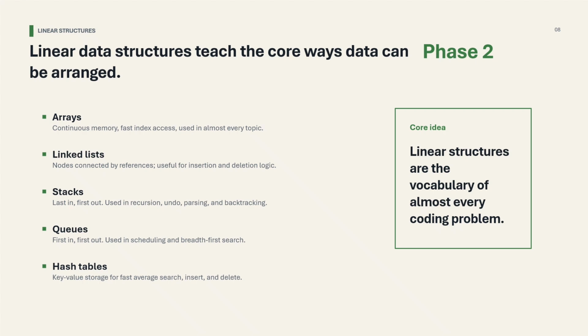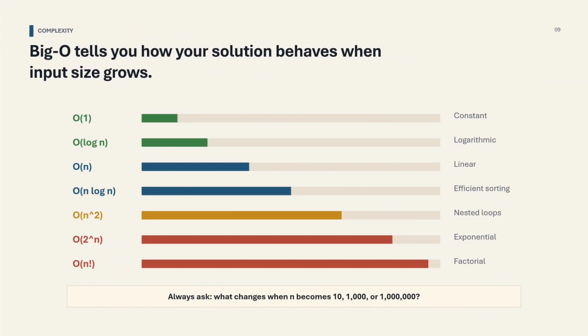A hash table stores data in key-value pairs. It allows fast searching, insertion, and deletion on average. And hash maps and hash sets are extremely important for solving coding problems. After learning these data structures, you must understand algorithmic complexity. This is where many beginners struggle, but it is very important.